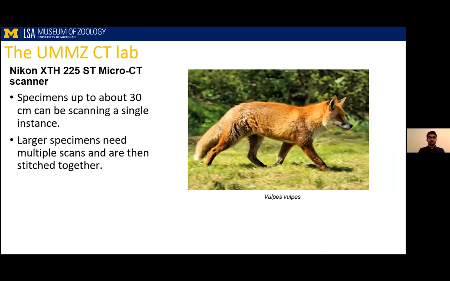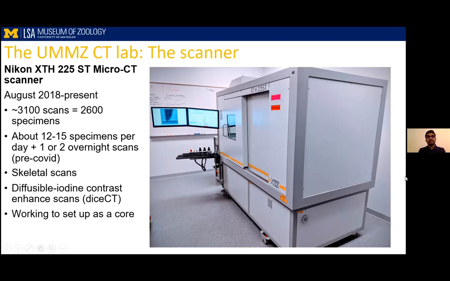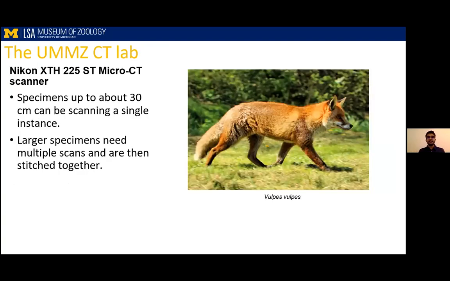Now, generally speaking, I just want to go back to this image here. In the middle, you can see kind of a handle on the door. That's the cabinet in which we can scan specimens. Generally speaking, in a single scan, we can scan specimens up to about 30 centimeters in length from head to the end of their tail. That's to get the whole specimen in one scan. However, we are able to scan larger specimens. It just takes a little bit more work and a little bit more planning.